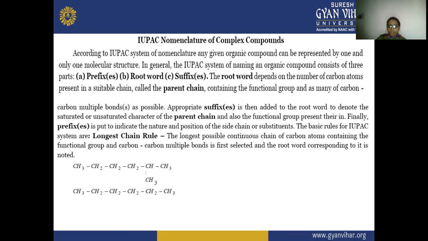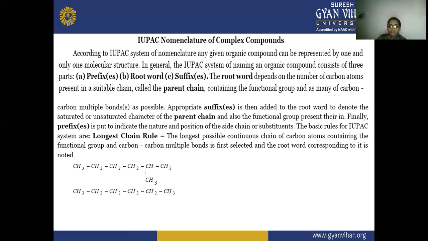The IUPAC system of naming an organic compound consists of three parts: prefixes, root word, and suffixes. The root words depend upon the number of carbon atoms present in a suitable chain, called the parent chain, containing the functional group and as many carbon multiple bonds as possible.